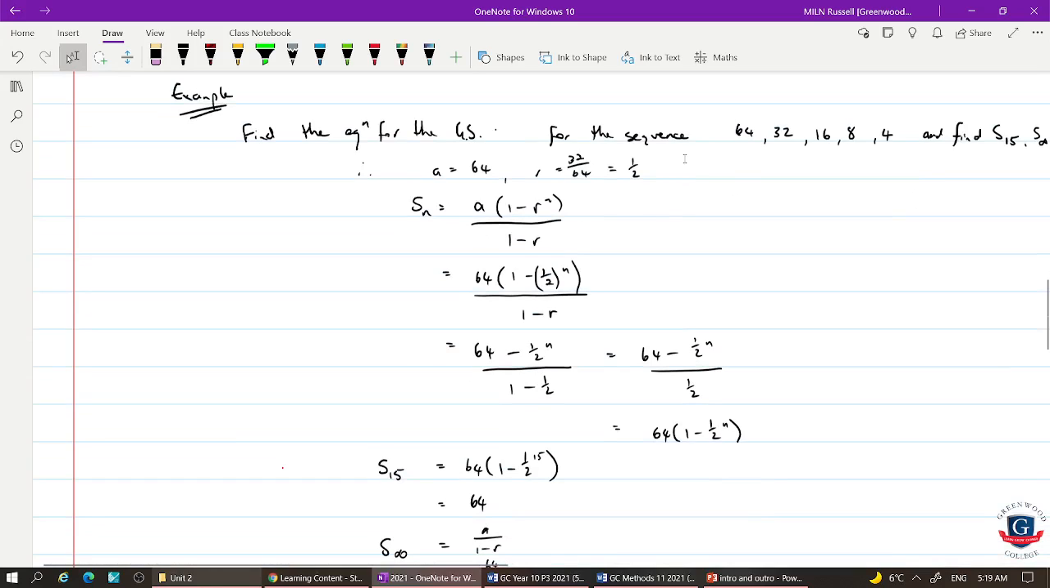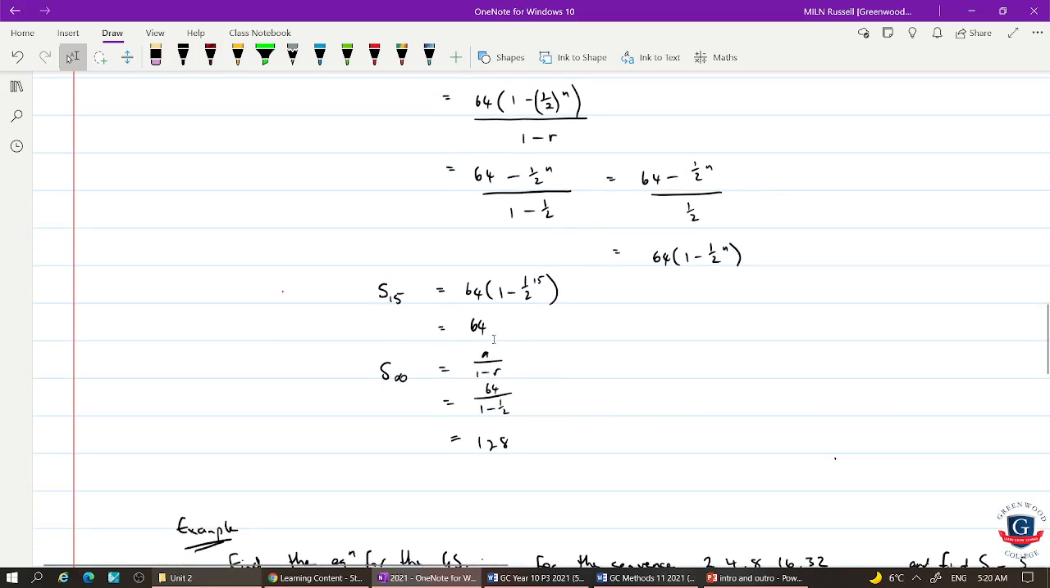Here's the series 64, 32, 16, 8, 4. It's halving each time. r lies between -1 and 1, indicating it's going to converge to a specific value. So if I do the substitution, I end up with this equation here for Sn. And if I substitute in 15 for n, I'll get 64. If I continue this process to infinity, I'll end up with it converging to 128. All well and good so far.